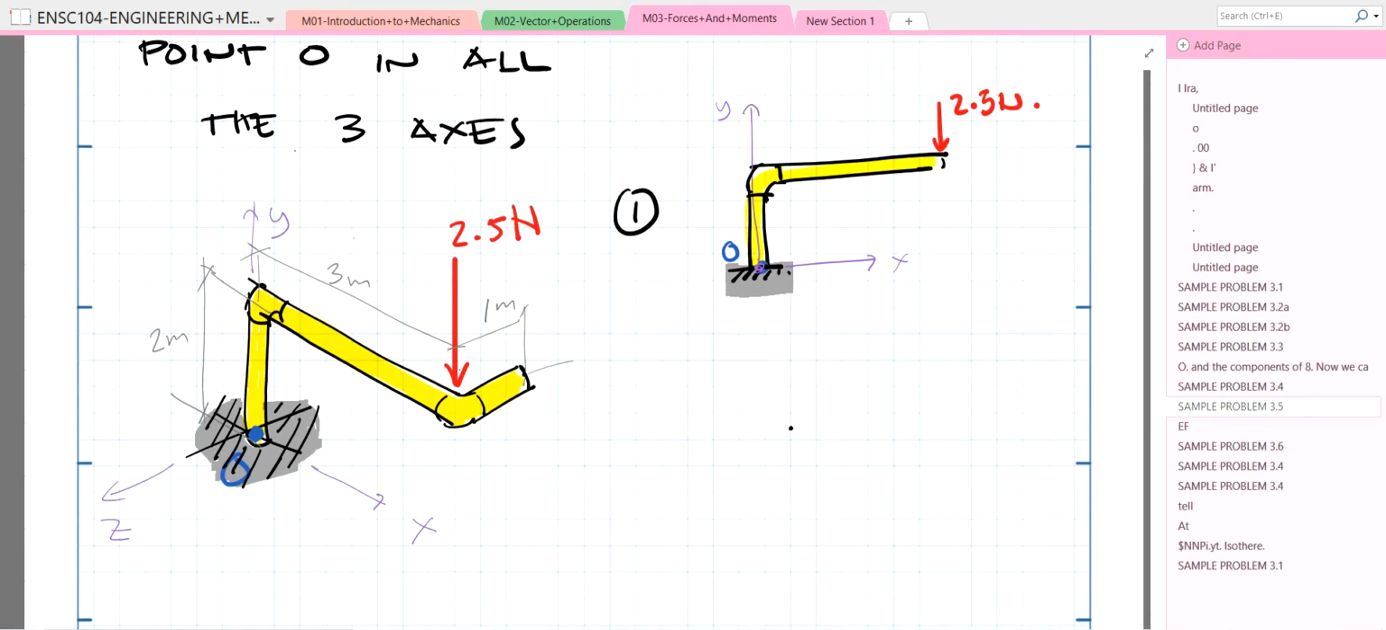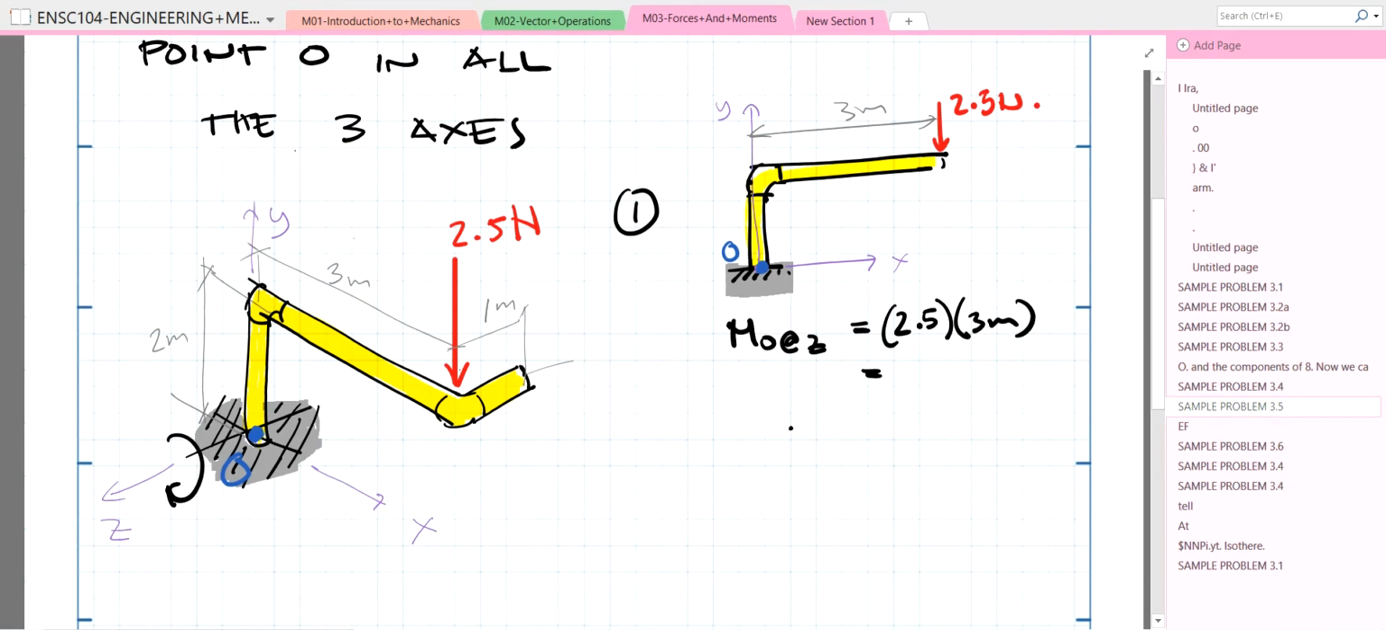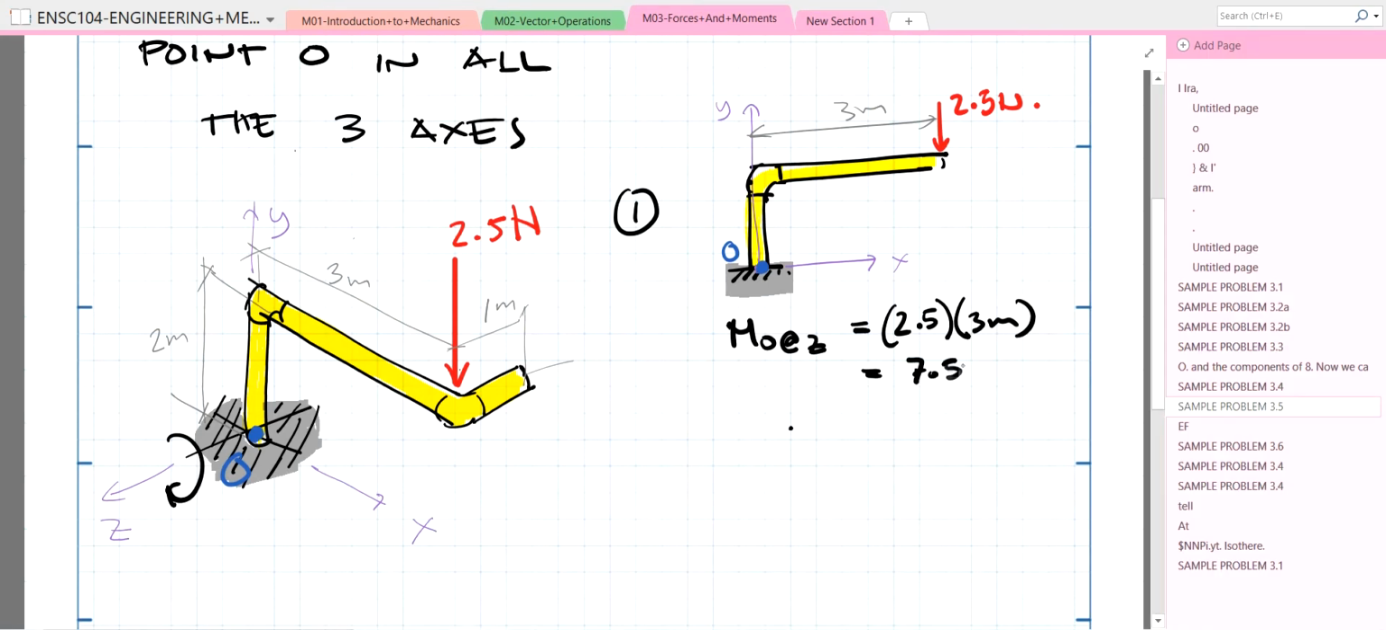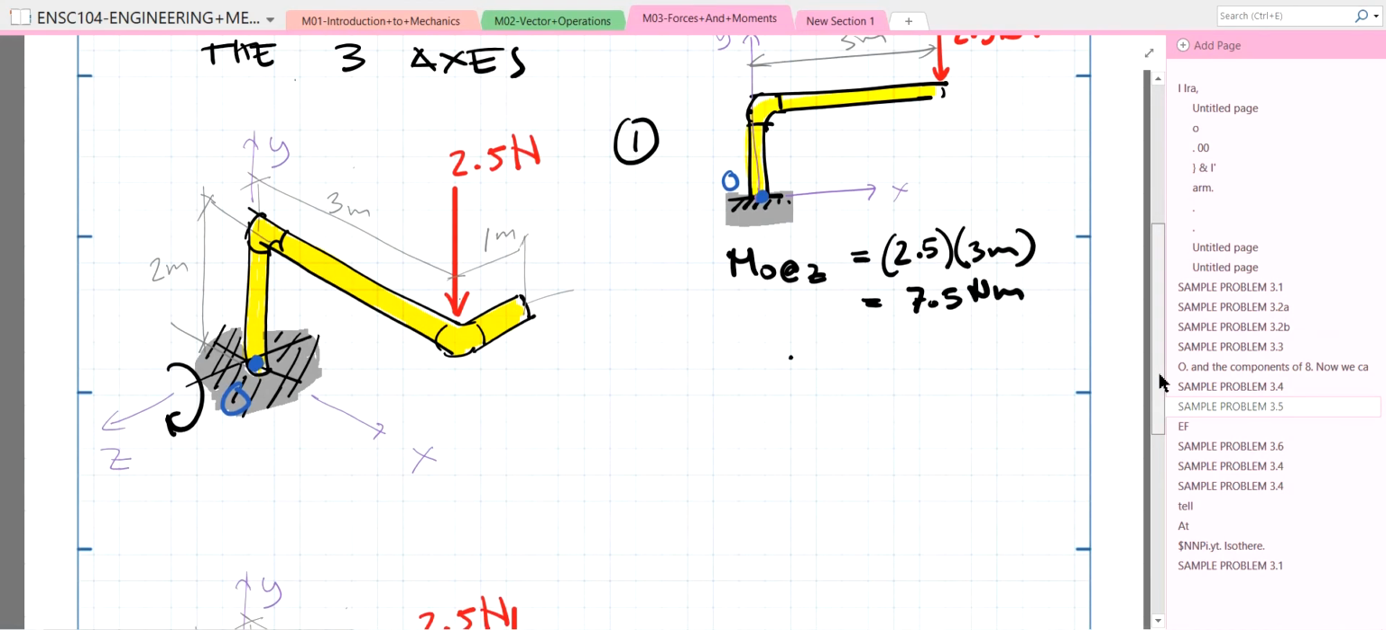So the moment at O is simply the moment along the z-axis. That's the one causing the rotation in that axis. So the moment at O at the z axis is equal to 2.5 times the moment arm, which is 3 meters, and that's going to be 7.5 newton meters.